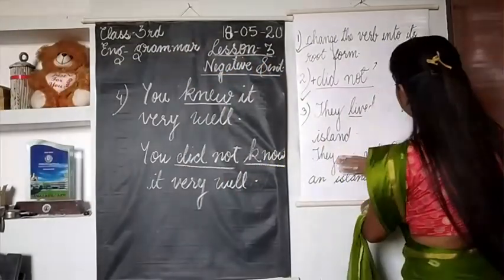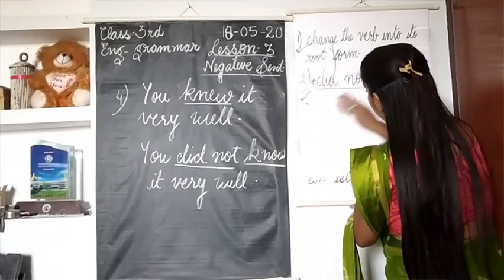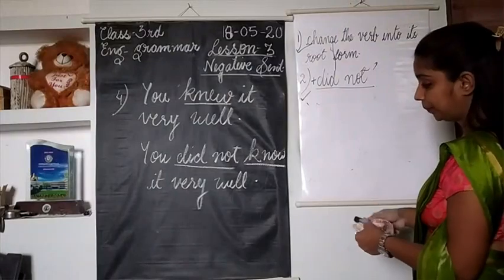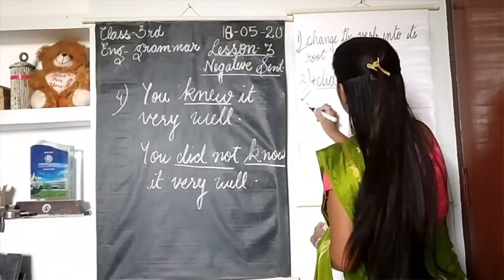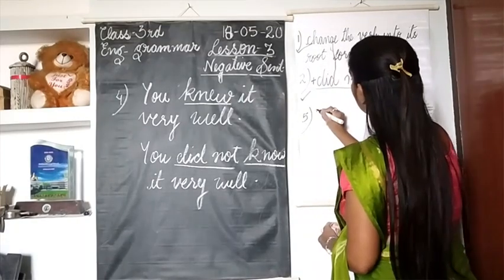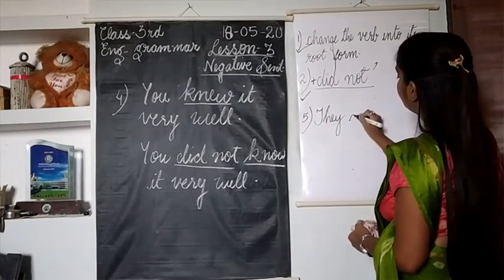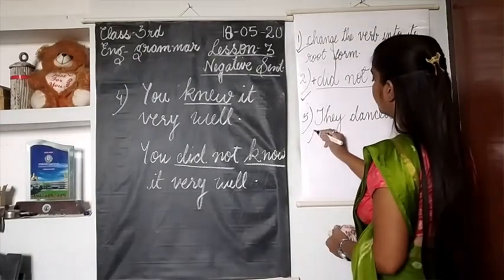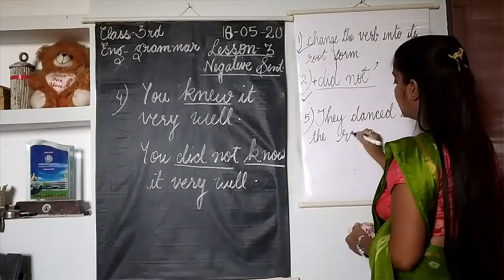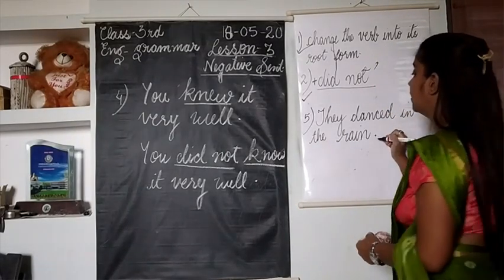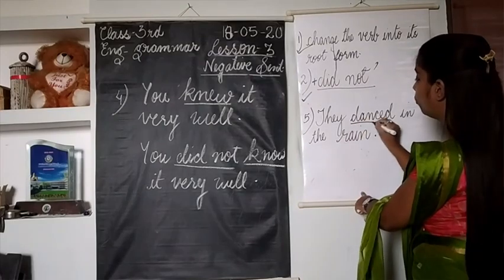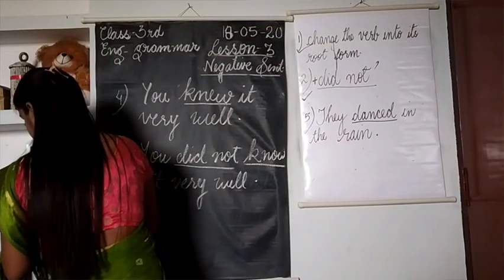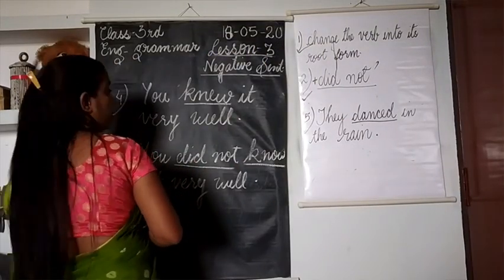Number 5 is: they danced in the rain. Now see here in this sentence children, danced is the verb, which is the second form of the verb dance.